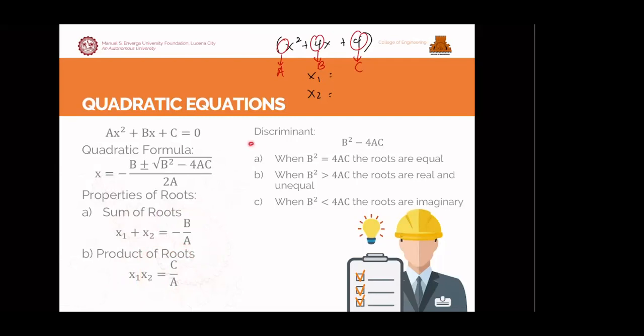And then we have what we call the discriminant. What is our discriminant? It is what is inside the radical symbol, the square root symbol. Okay? And we follow three cases. When b squared, when we take the value of b squared and it equals 4 times ac, it means the roots are equal. This means we have two roots but only one value. So, an example of that is this. In factoring, what is the factor of this x squared plus 4x plus 4? What is its factor?